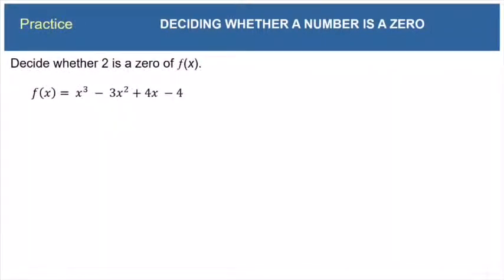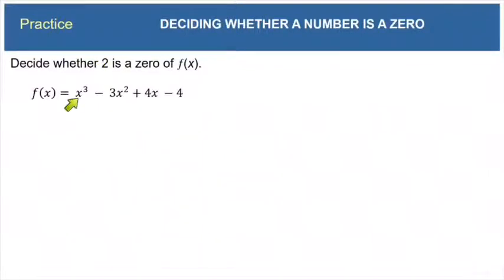Okay, here is a practice problem for you. Decide whether 2 is a 0 of f of x. So you know how to do this. I hope you'll pause the video and try it on your own. And now I'm going to go through it with you. So to find out whether 2 is a 0 of this function, we need to go through the synthetic division with 2 in the box and see if our remainder is 0 or not.